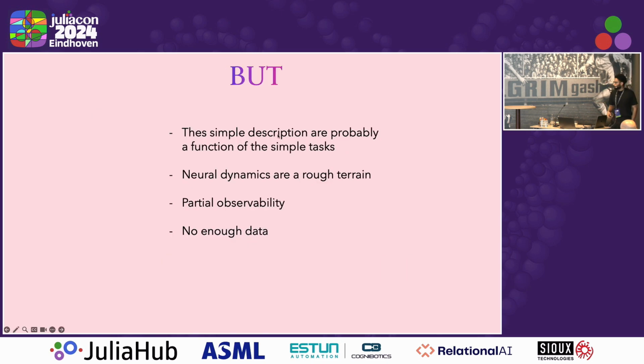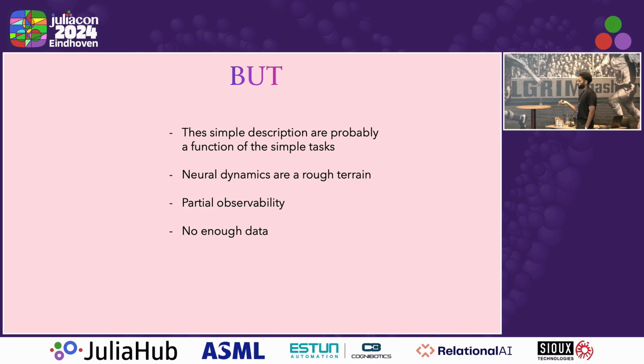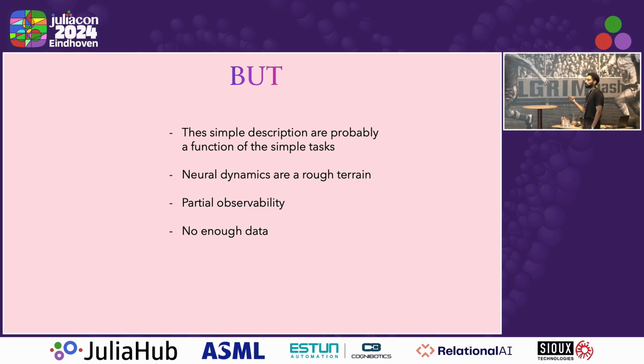The problem is that these simple descriptions, these fixed points and limit cycles, are probably just a function of these simple tasks. People find these if you have a simple task, but if you go to more complex naturalistic behavior, then probably these are not enough to explain it.